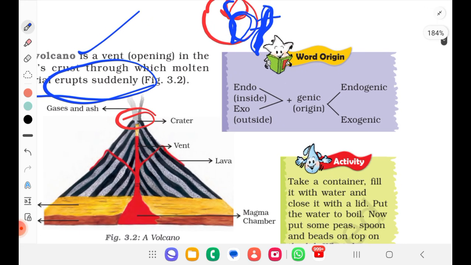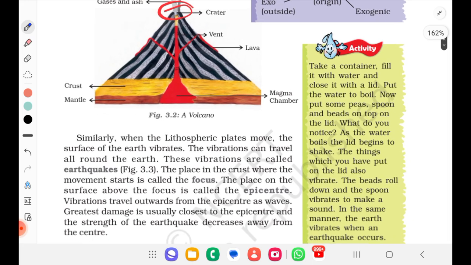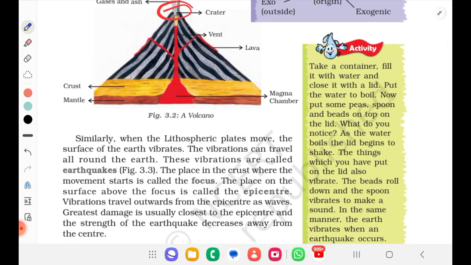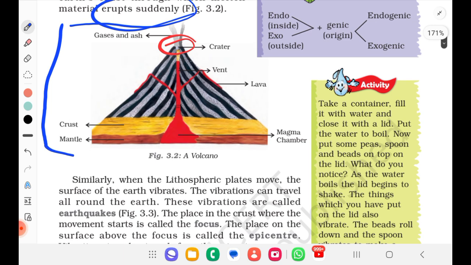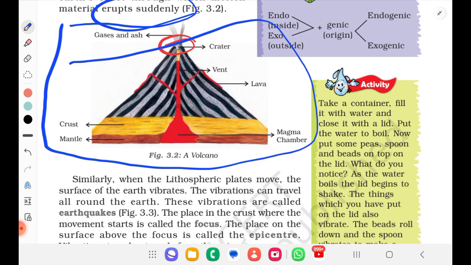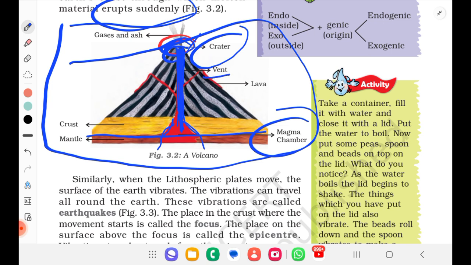Then, okay, I'll just explain how this volcano looks. So this is the magma chamber. See, this is the mantle. Inside that we have a magma chamber. This is magma. So it will come out of the crust and then form a volcano because it is erupting out of a vent. So if there is something open like this, a circular one, then it is called a crater. So the channel it passes through is a vent, and the material it is carrying is lava.